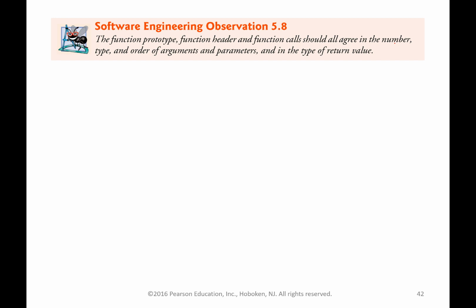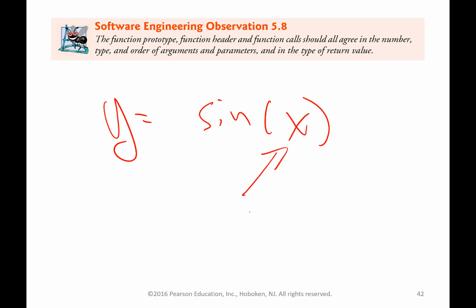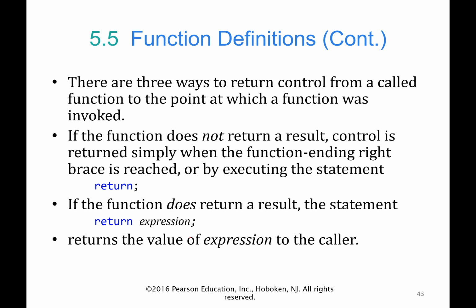But when I call y is equal to sine x, we know that x is going to be of type double, and y is also of type double. So in this particular case, I'm using sine from the library, but if I wrote my own version of sine, everything has to agree.